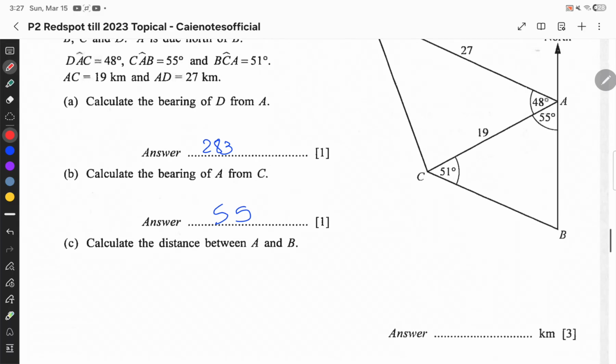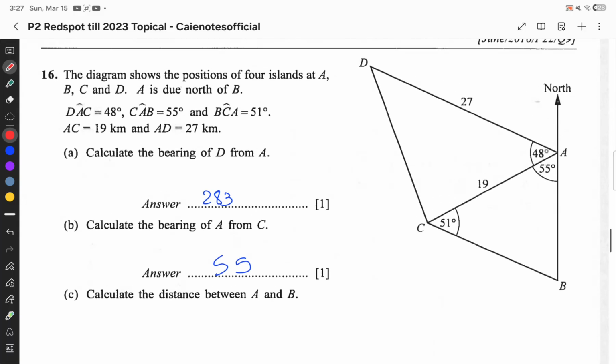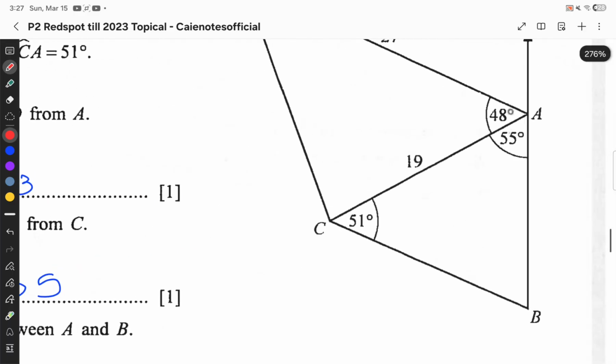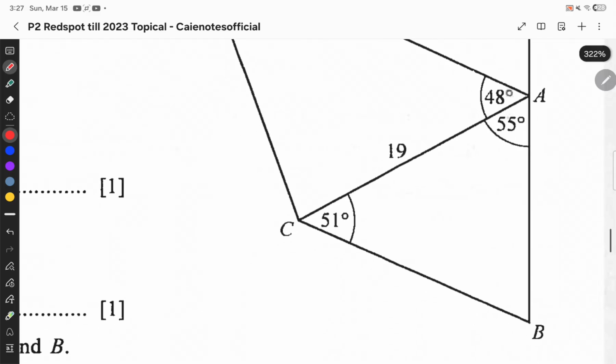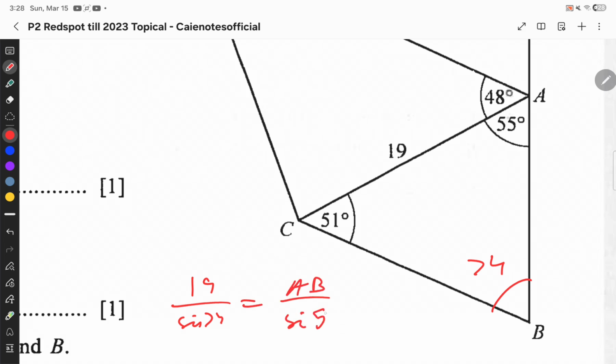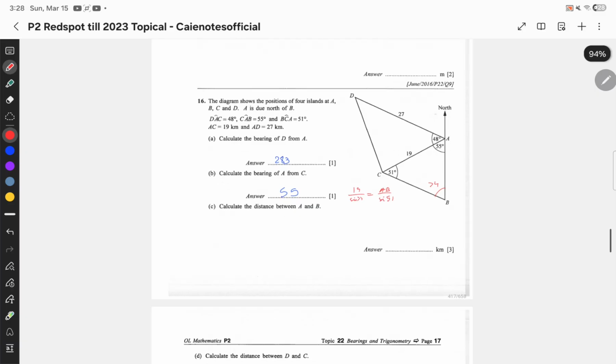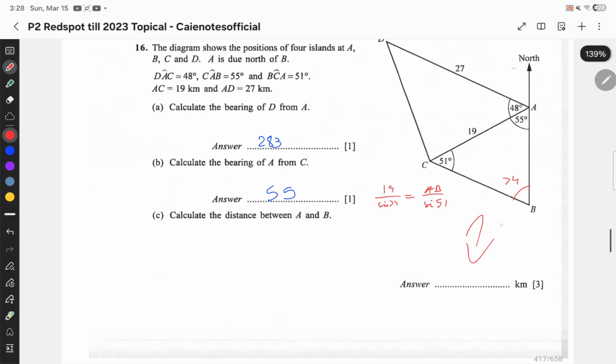Calculate the distance between A and B, and this is easy. You can use the sine rule. How? You can complete this angle. This is 180 minus 51 minus 55, which is equal to 74. Then use 19 over sine of 74 is equal to AB over sine of 51, and like so you can solve for AB. Done.